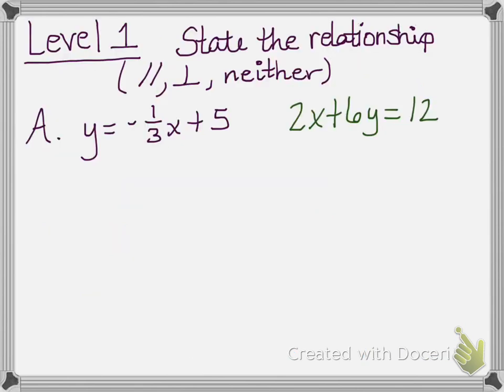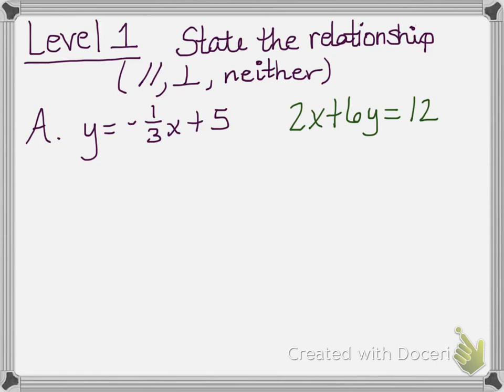So there's a few levels that you have to be able to complete for parallel and perpendicular lines. The first level is to be able to state the relationship between two lines given. They can be in any form, whether they're perpendicular, parallel, or neither. So here are two lines that I give you. y = -1/3 x + 5, and the other line is written in standard form, 2x + 6y = 12.